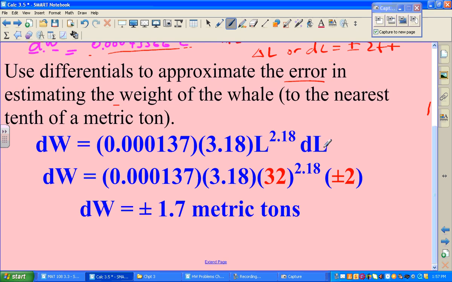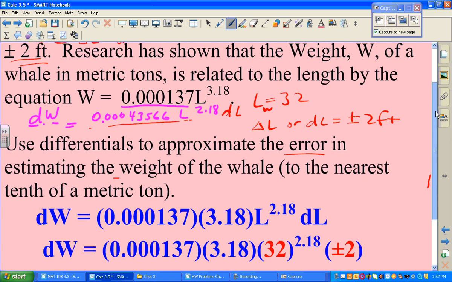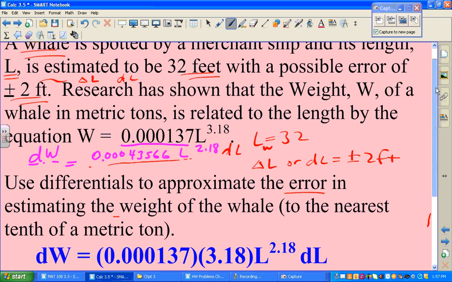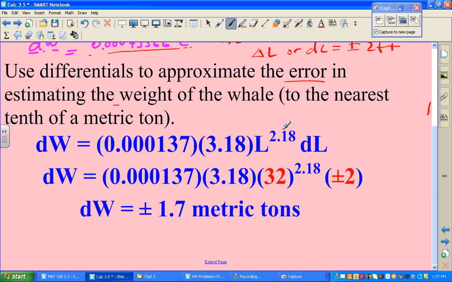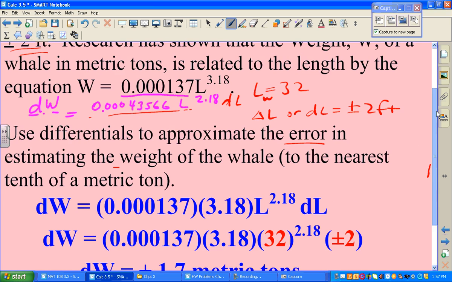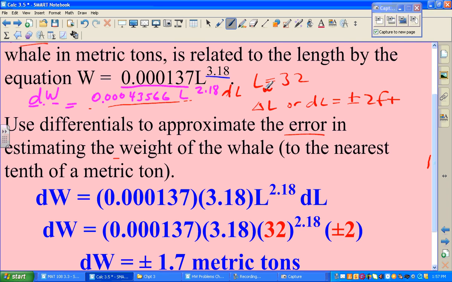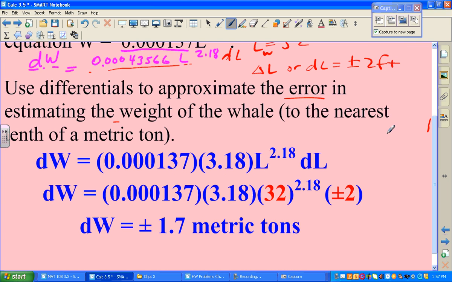I guess if it says average, you divide by the original. It's not the average, approximately the average error, like the last one's just the error. Oh, good thing we figured that out. Where'd you get the 3.18 from? Oh yeah, you drop the exponent down. 3.18 is the exponent. Phew, that was close. So that's just error, that's not average error. This is approximate error. So the weight could be off by plus or minus 1.7 metric tons.